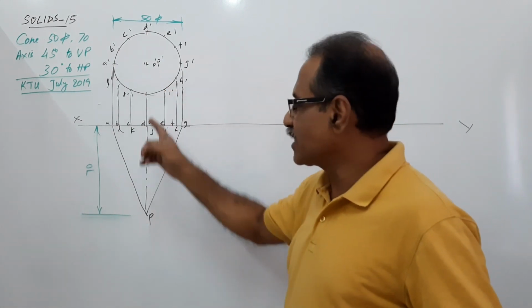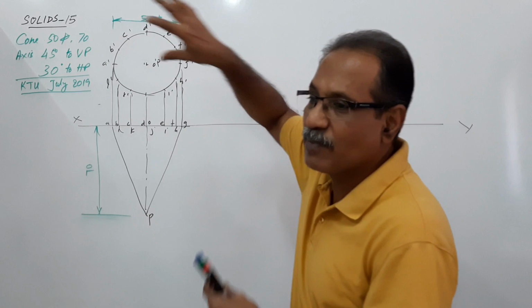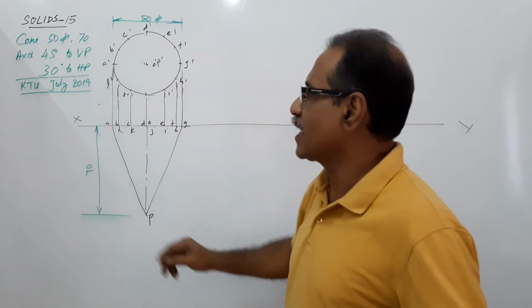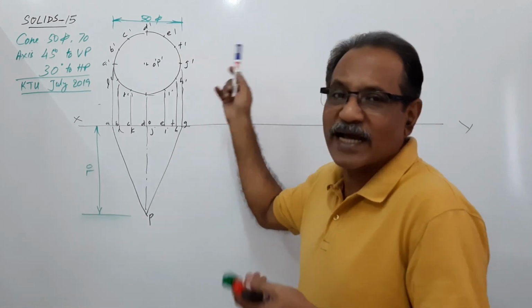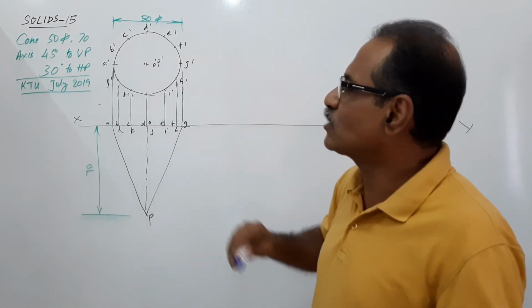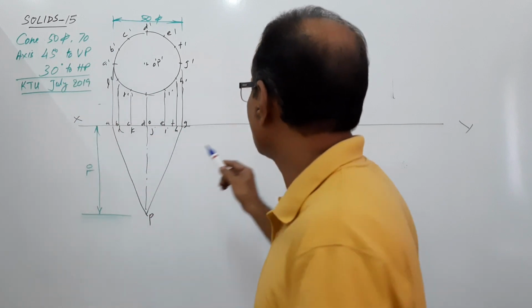Simple position, elevation and plan. Elevation is a circle, we are keeping the base on VP. Redraw the plan. Inclination of the axis to VP is given first. Redraw the plan so that the axis makes 45 degrees to VP.